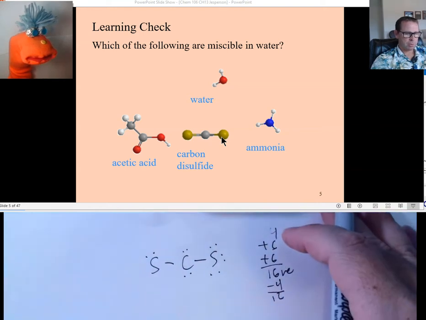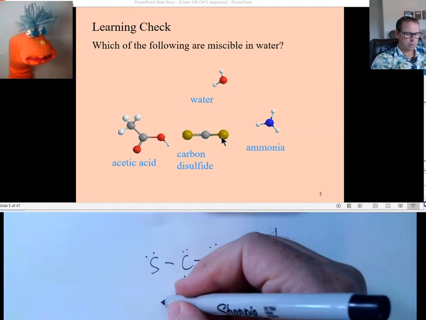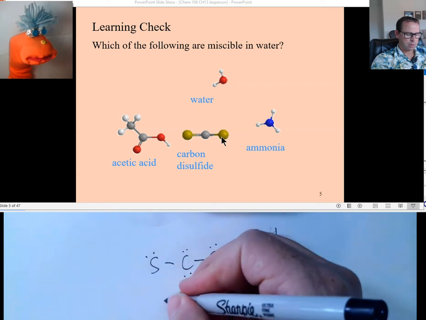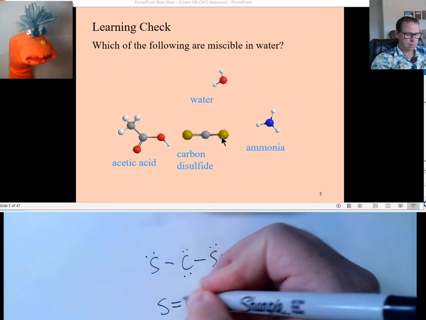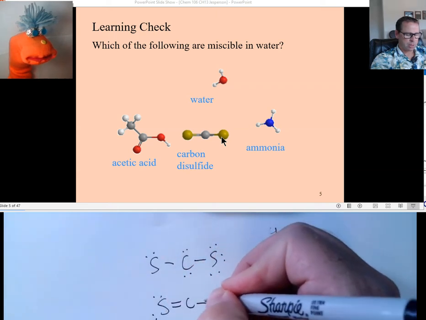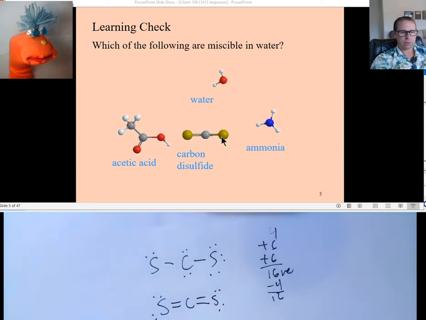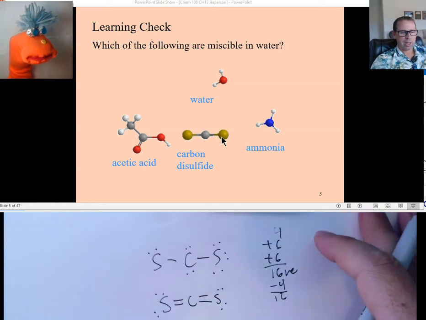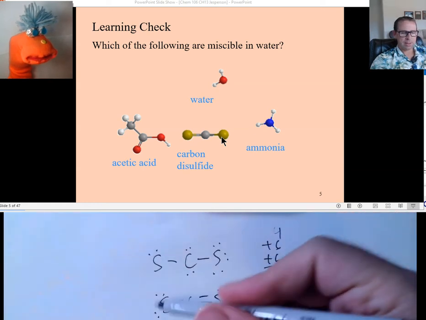I think we can see pretty quickly here that we're going to have to move some over here and move some over here. So it looks like it's going to end up being similar to carbon dioxide, but with sulfurs, right? Okay, so it is linear.